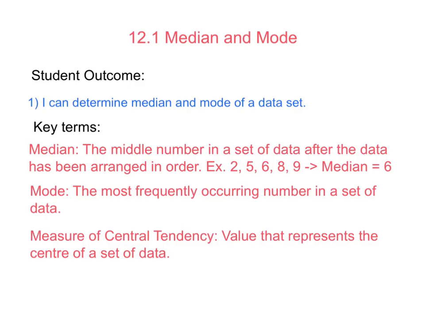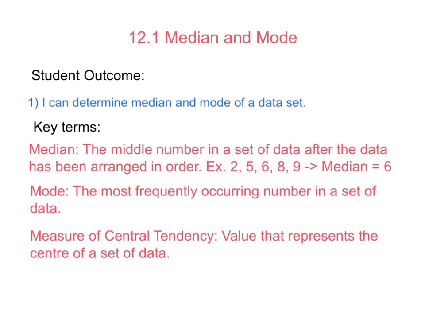The key terms we're going to look at today are median, which is the middle number in a set of data after the data has been arranged in order. So that's when we look at what we got here. Once you've put them in order, 2, 5, 6, 8, 9, we have 1, 2, 3, 4, 5, which means the exact middle number is right here. It's 6, so our median is 6.